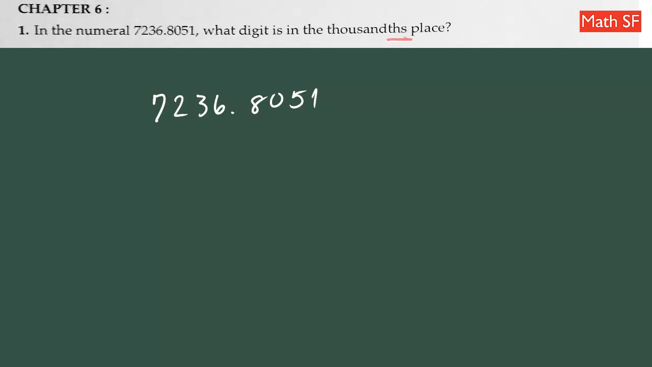The THS stands for a decimal, so we're going to look over the decimal part here. This is the tenths place, this is the hundredths place, and this will be the thousandths place. Therefore, what digit is in the thousandths place? The answer is going to be 5. This is the number that lies there, so 5.